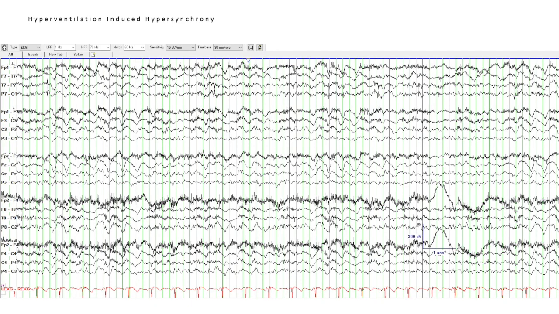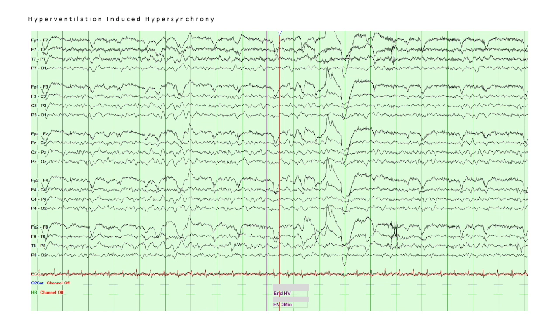Here is an example of hyperventilation-induced slowing. The patient is hyperventilating, and you see there's this buildup of this kind of monomorphic, rhythmic-looking delta activity here. This is what you'll commonly see. This is characteristic of hyperventilation-induced hypersynchrony or hyperventilation-induced slowing. You'll hear various terminologies used, but those are two of the main ones.